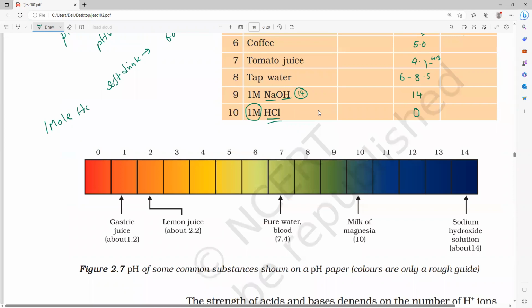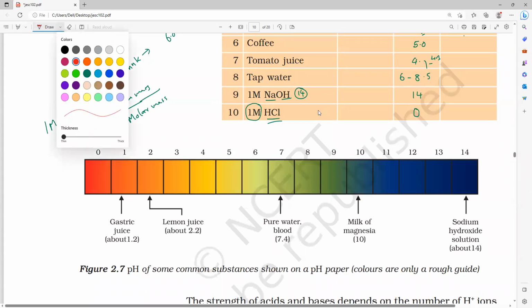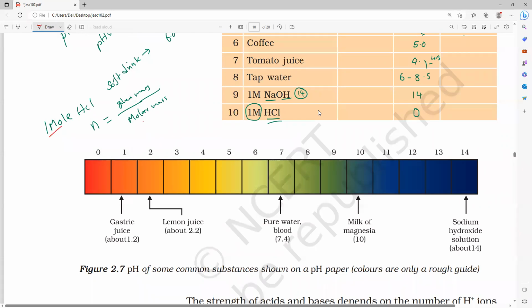One mole of HCl means, we all know the small concept: moles N is equal to given mass divided by molar mass. Not molecular mass, molar mass. The given number of moles is 1. So 1 is equal to given mass M divided by the molar mass of HCl.